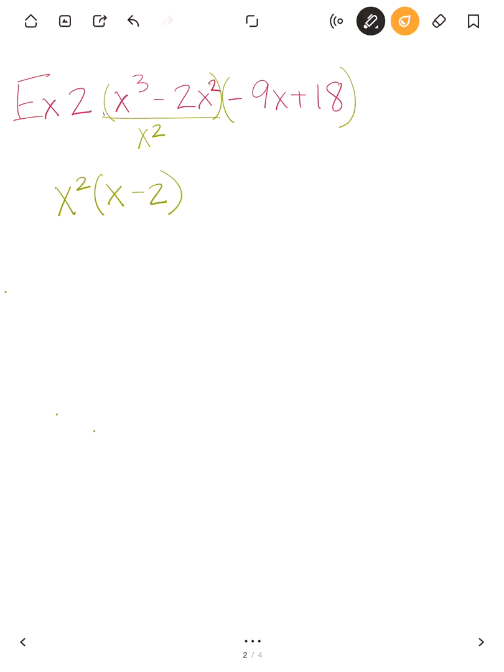Looking at the second one, right here, I notice that this is negative, so I'm dividing by a negative number. And then the GCF would be 9. So I'm dividing by negative 9. So I put minus 9 here, and I write down what I have left over. Negative 9x divided by negative 9 is x. 18 divided by negative 9 is a negative 2.